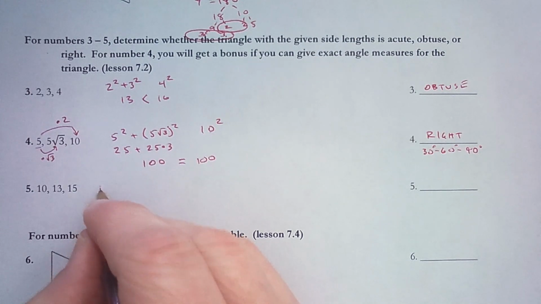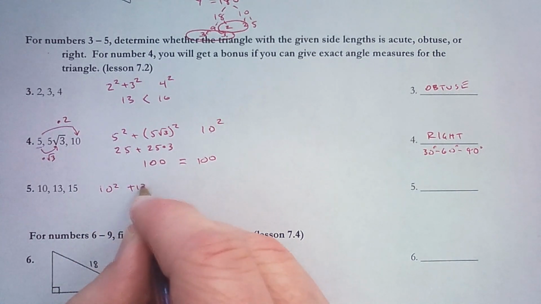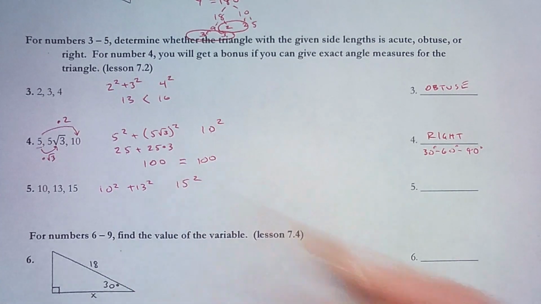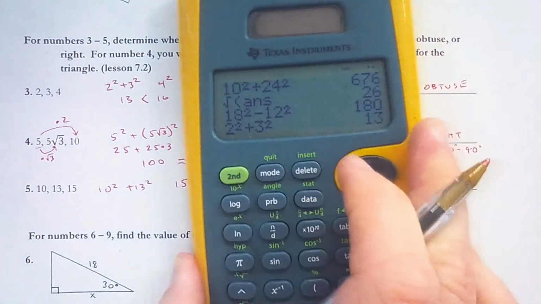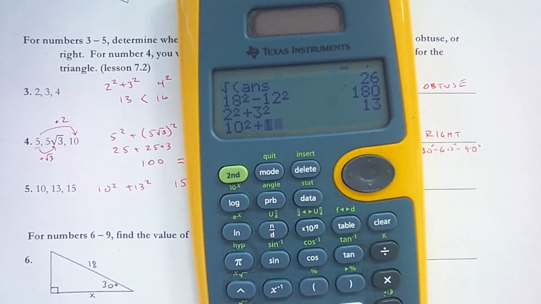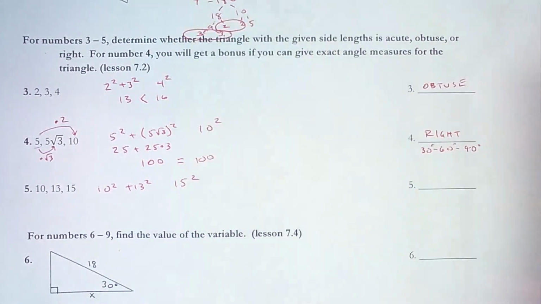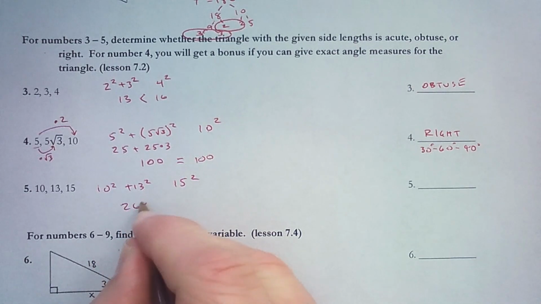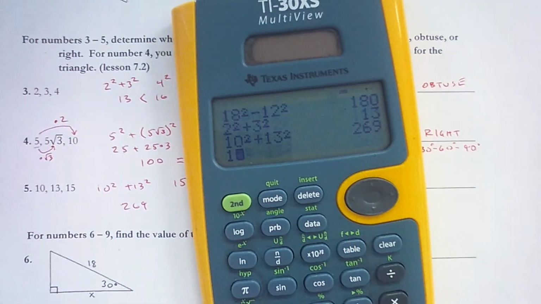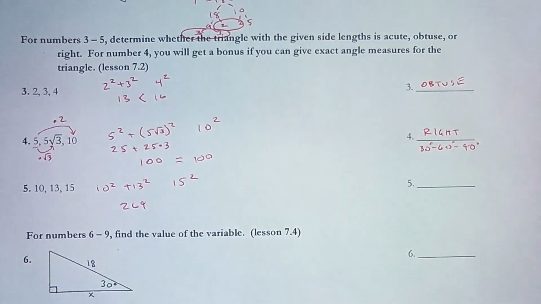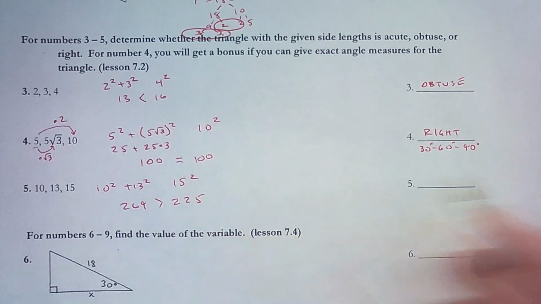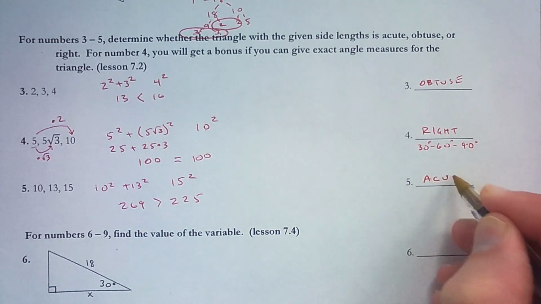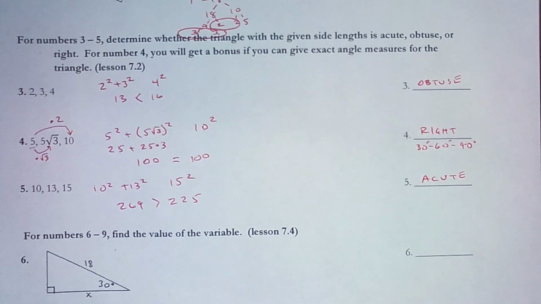Okay, then last in this section we have 10 squared plus 13 squared compared to 15 squared. Okay, so 10 squared plus 13 squared, that is 269. 15 squared is 225. A squared plus b squared is greater than c squared. That means this triangle is an acute triangle.